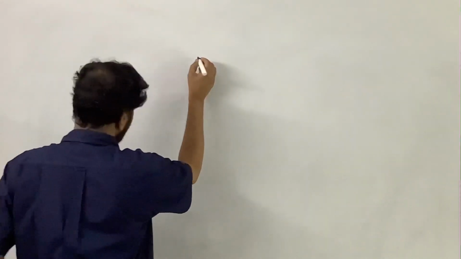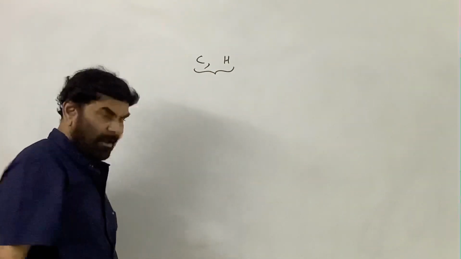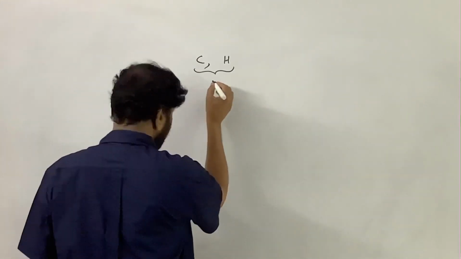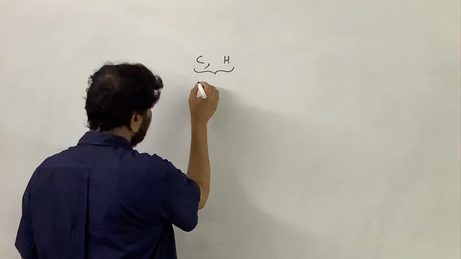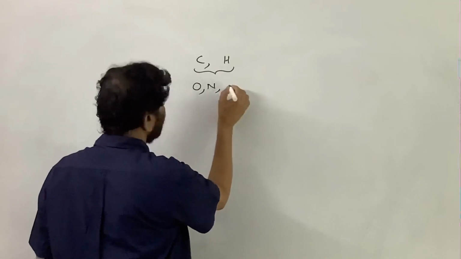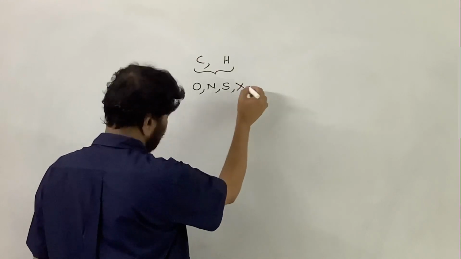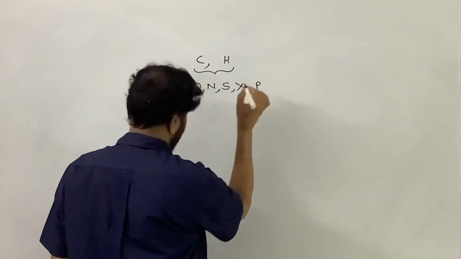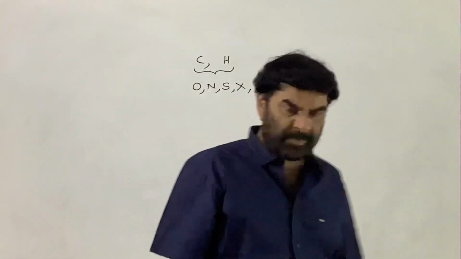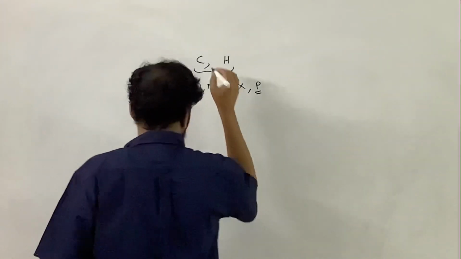Among them, carbon and hydrogen are the essential elements, present in almost all organic compounds. Next are the other hetero elements: oxygen, nitrogen, sulfur, and the halogens chlorine, fluorine, bromine, iodine, and rarely phosphorus. See, phosphorus is associated with ATP, adenosine triphosphate.